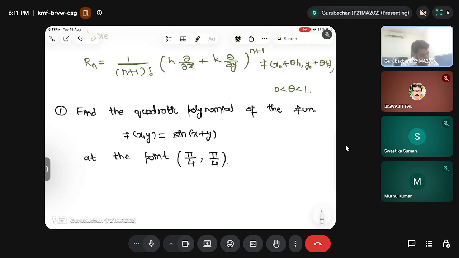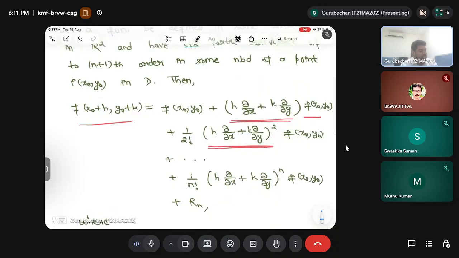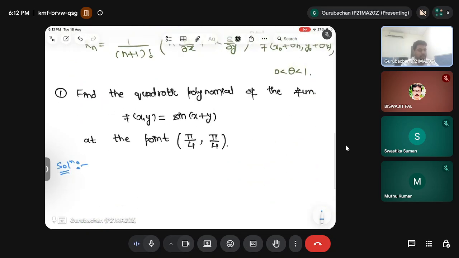So from the above Taylor's theorem, you know that you need to calculate obviously f at x naught y naught. You need to calculate the partial derivative of f with respect to x at x naught y naught, and the partial derivative with respect to y at x naught y naught. And since we want the quadratic polynomial, we also need to calculate fxx at x naught y naught, fxy at x naught y naught, and fyy at x naught y naught. You need to calculate all these things, and then by Taylor's theorem the output will be the quadratic polynomial.